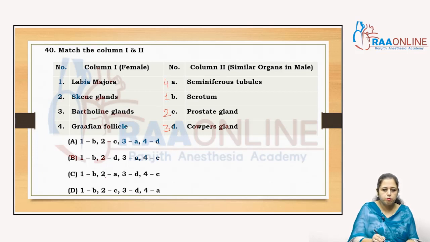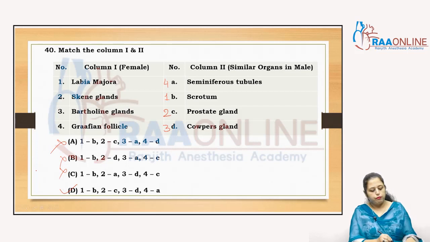So the answer is 1B, 2C, 1 and A and D, and 3D, right? 3D. So the answer is D.